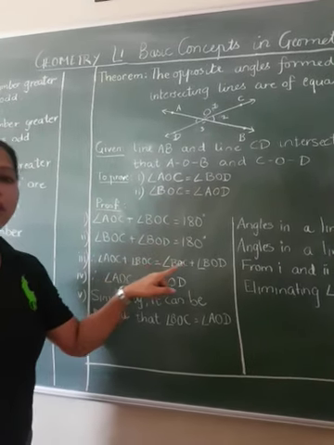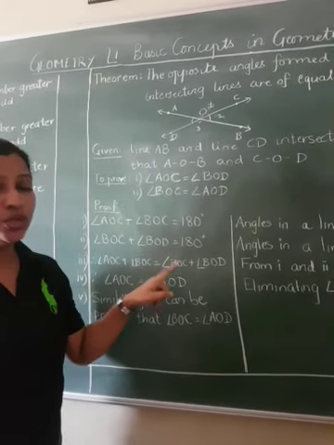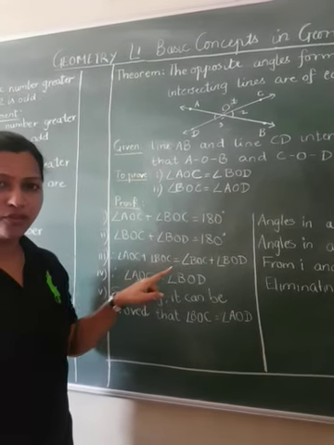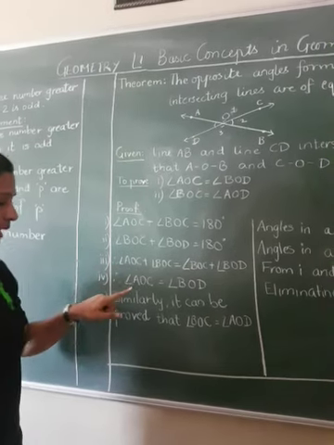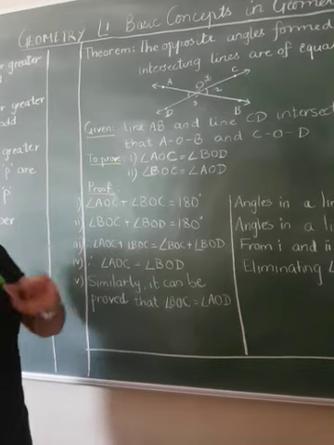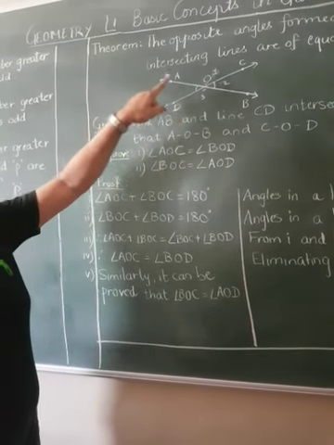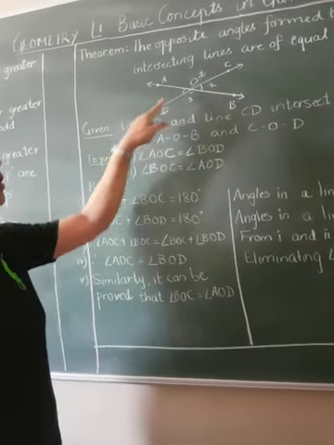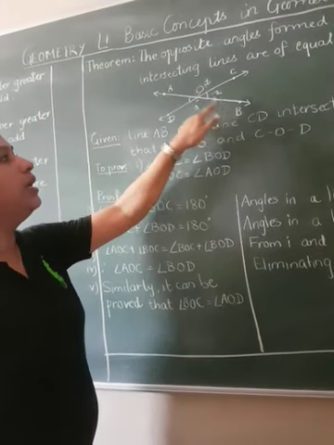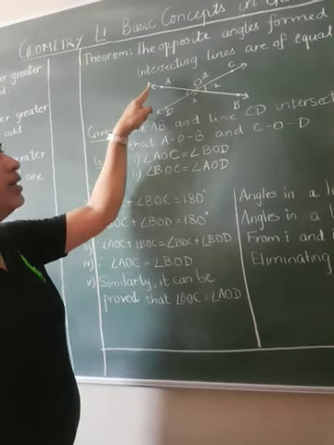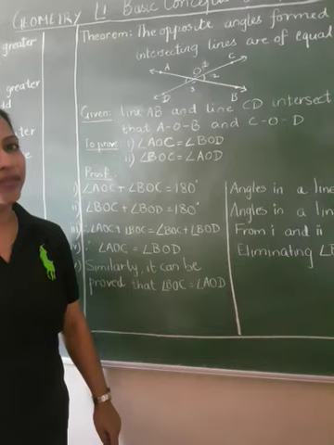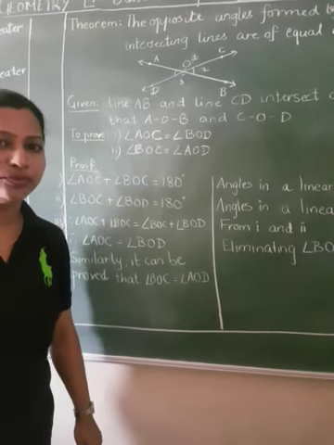Now angle BOC is common on both sides. So you can subtract or eliminate angle BOC from both sides and then you will get angle AOC is equal to angle BOD. So you have got the first pair, angle AOC is equal to angle BOD. Similarly, you can prove angle BOC is equal to angle AOD. I hope you all have understood this direct proof.